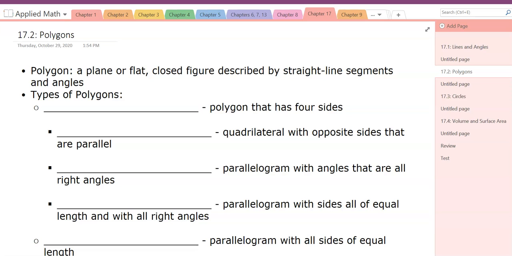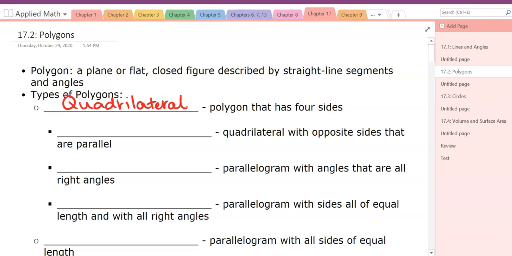So remember that a polygon is a plane. It's considered to be one of those geometric shapes. It's flat, it's a closed figure, so it's got lines that go all around it to create the shape. And then there's different types of polygons. Now a big family of polygons is called the quadrilaterals. So a quadrilateral is any shape that has four sides to it.